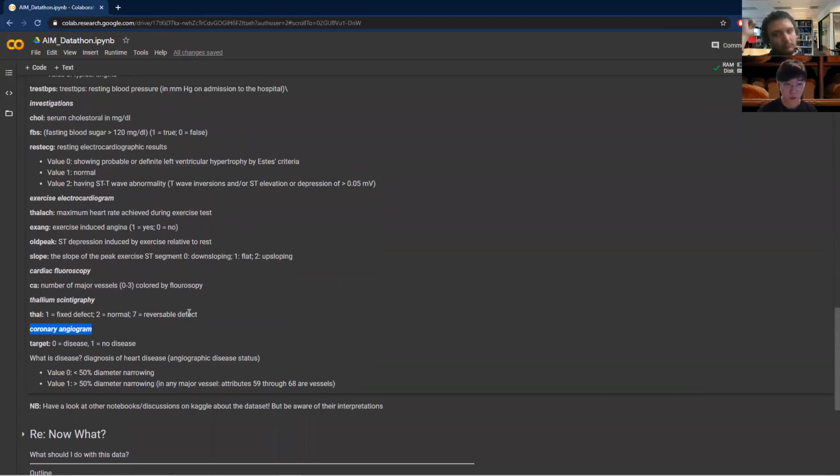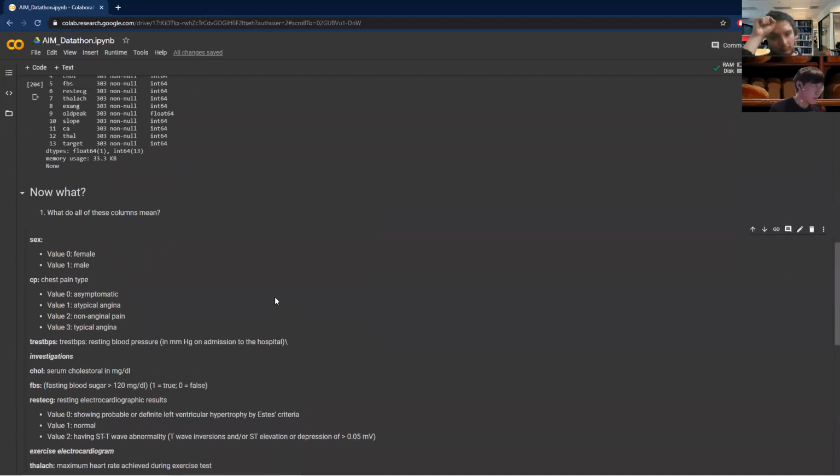And so they did the coronary angiogram, and if they had vessels with more than 50% narrowing, so if they're major vessels, I'm guessing the major vessels are their coronary arteries, and if those arteries were narrowed by more than 50%, then they were said to have heart disease. And that could be with any number of the vessels. So even if one of the vessels was stenosed to that degree, then you would say that they had heart disease. So that's a brief description.